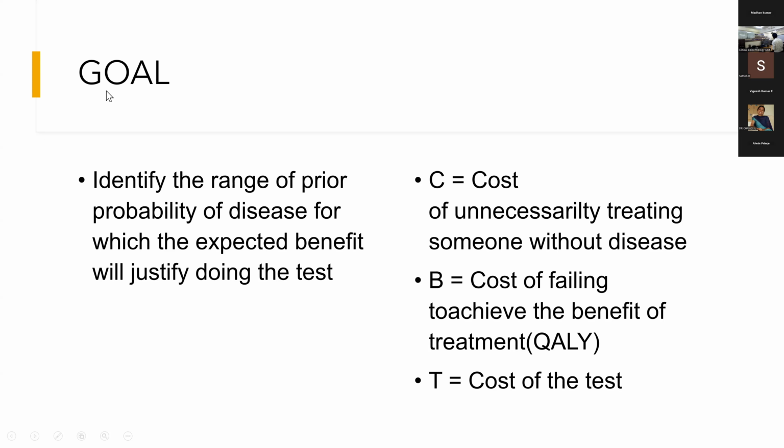So we wrongly took them as negative and we did not treat them with oseltamivir. The benefit might not be just in terms of drug. Patient might have not gone to work because of that. There might be loss of productivity. There might be loss of quality-adjusted life years, which all should be taken into account. This will be termed as B.